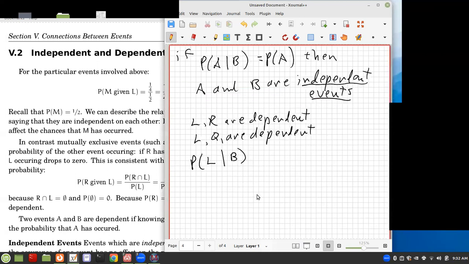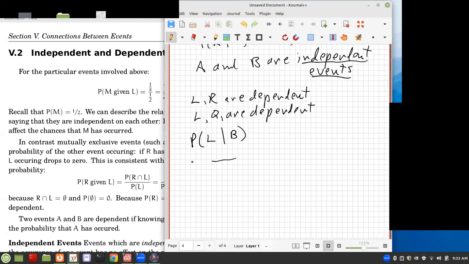Let me draw a picture of this. Here's our big sample space, with size 10 by 20 squares. And so here is left, and here is bottom, the bottom half. Okay, so we want to know what's the probability. This is defined as the probability of L intersection B divided by the probability of B.